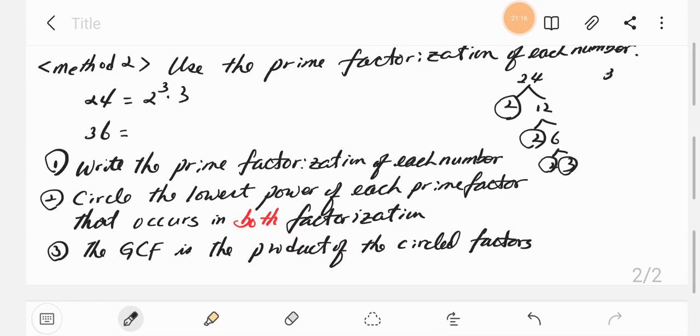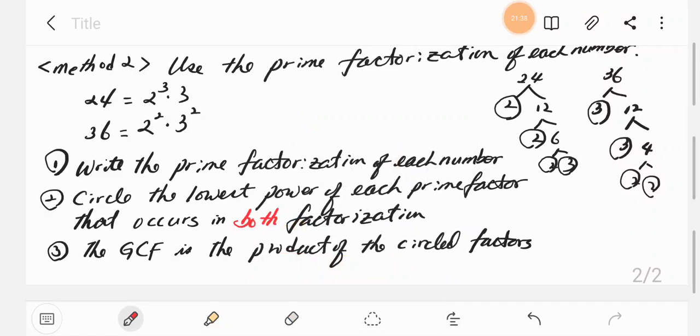How about 36? Okay, 36 is 3 times 12. 12 is 3 times 4. 4 is 2 times 2. So 36 is a product of these four numbers. So let's write 2 first. So 2 squared times 3 squared. Alright, so we just did a prime factorization.